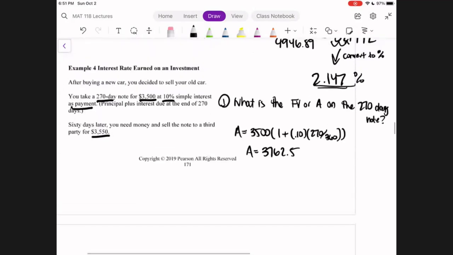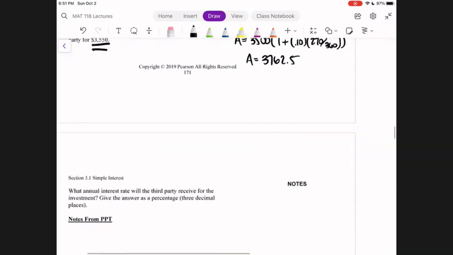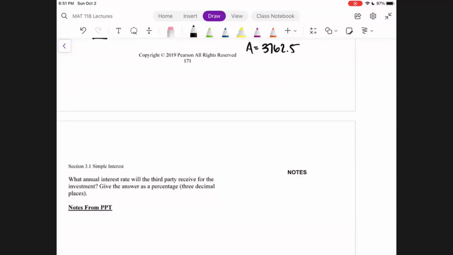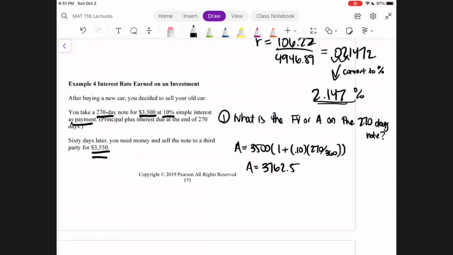So we have our A. So this is how much the future value would be on this note. So let's say later, I want to sell this note 60 days in the future, that I'm selling it for this. So you want to think now, instead of at 3,500, it's a different value that I'm selling it at. I want to get what's the new rate going to be for what is the annual interest rate will the third party receive for the investment. So this third party is purchasing the note, right, for this. So what interest rate will that third party receive?